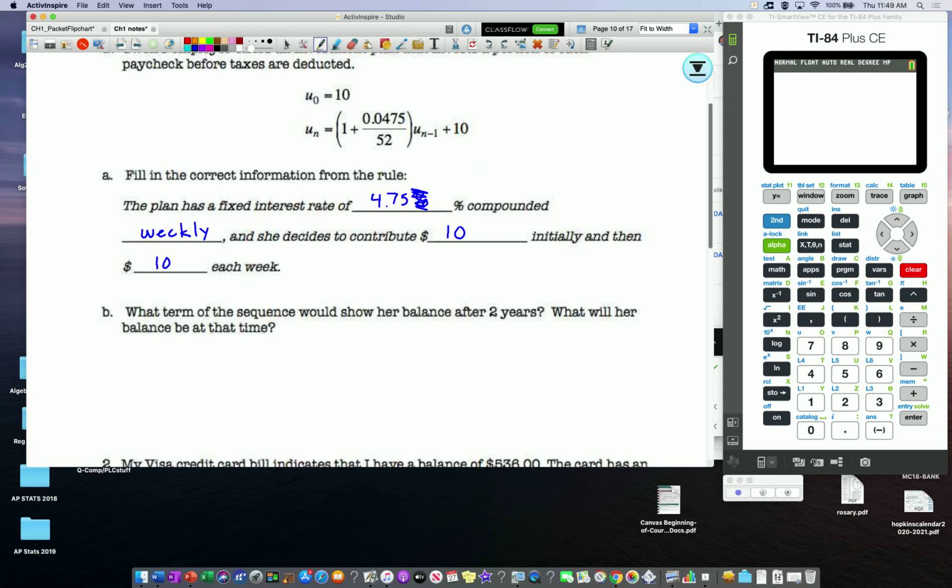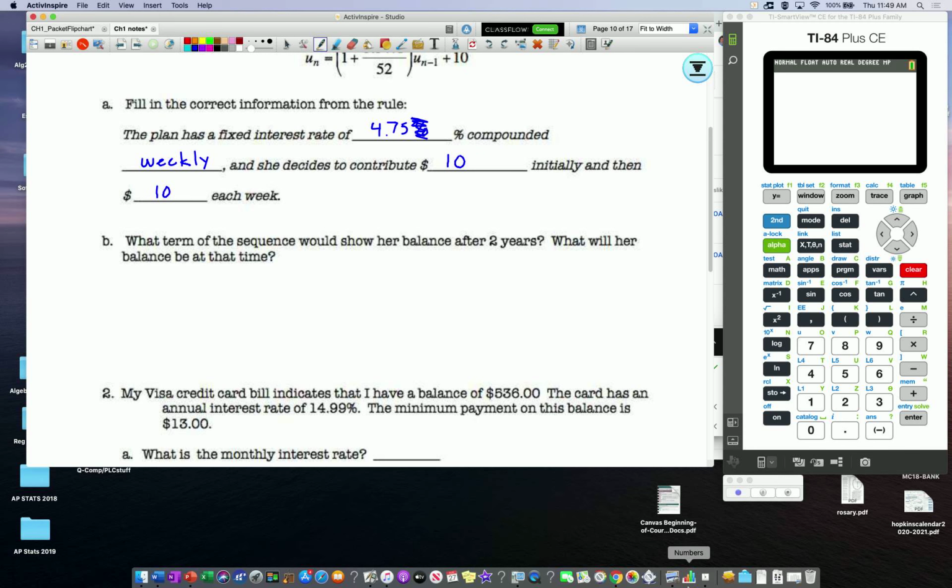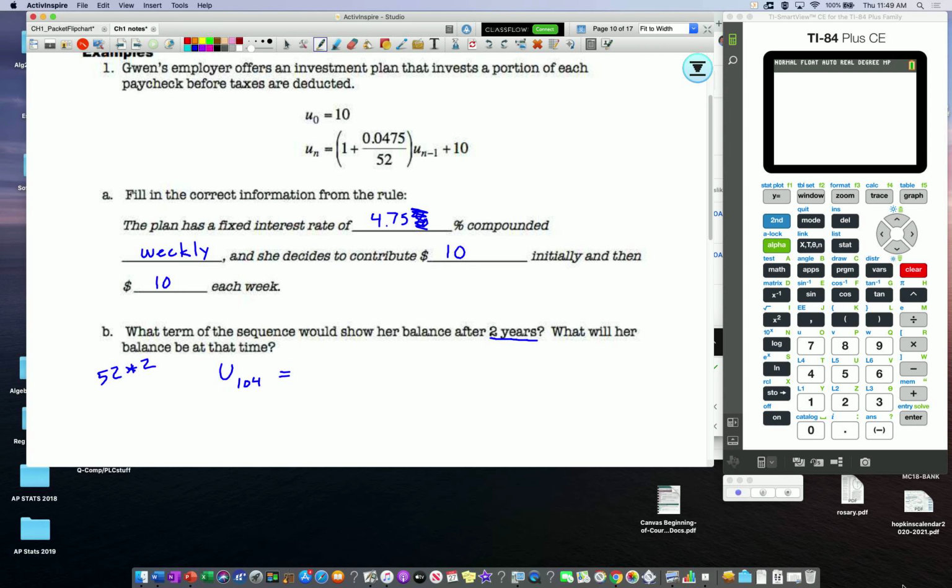All right, so now part B says, what term of the sequence would show her balance after 2 years? If I think about this, I'm looking for U sub 52 times a year times 2. I'm looking for U sub 104. What will be her balance at that time? To answer this question, this is where the recursive form of the calculator helps a ton. So we'll go back to my y equals, and I'm going to start entering all this. I know that U sub 0 stays the same, and I'm starting with $10.